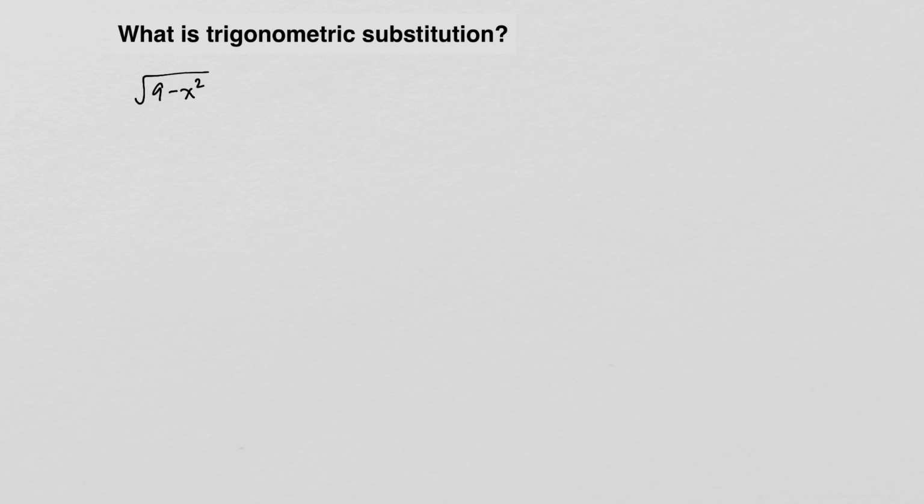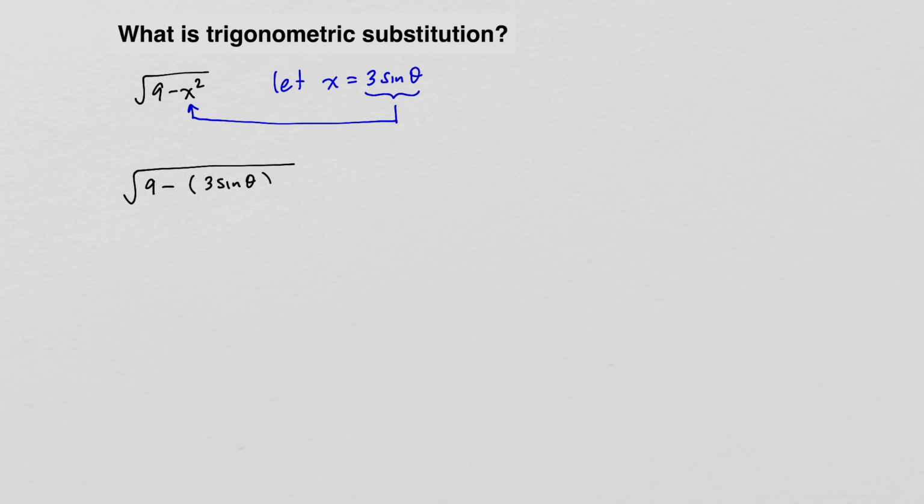So what can we do to simplify it? Well, what we can do is make a trigonometric substitution. Let's see what happens if we let x be equal to 3 times the sine of theta. If we substitute 3 sine of theta in for x, this expression becomes the square root of 9 minus the quantity 3 sine of theta squared. From here, we get 9 minus 9 sine squared of theta. So all I'm doing here is squaring each part of this.